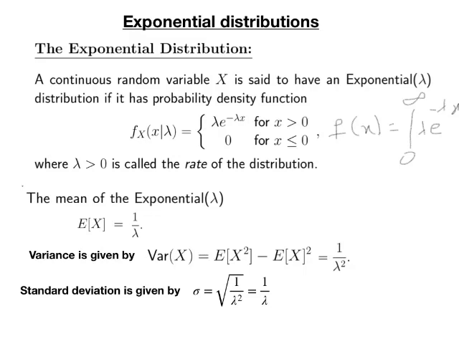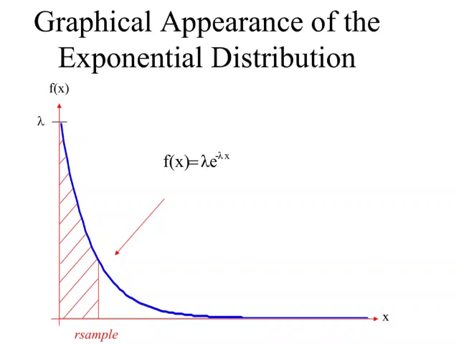Now the mean of the exponential distribution is given as 1 by lambda. The variance is given by 1 upon lambda square, and the standard deviation is nothing but the square root of the variance, so it is also 1 by lambda. So in an exponential distribution, the mean and the standard deviation are the same. Now this is one simple graph of the exponential distribution, where you can see the function f of x, given by lambda e power minus lambda x, takes the form of a blue line. Note that lambda is always a positive value.